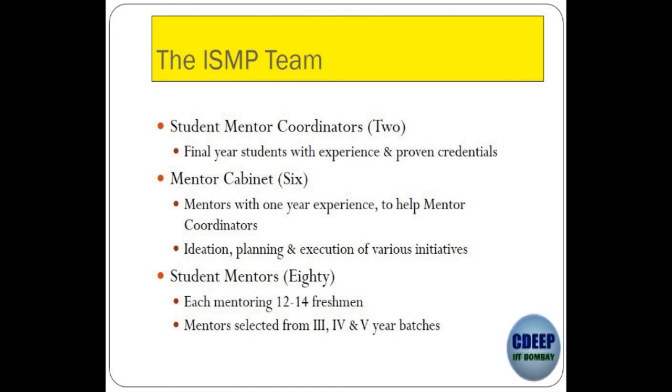They are ably supported by a cabinet consisting of 6 senior mentors, who help them with the planning and execution of activities in the program, and they are ably supported by 80 student mentors, each mentor mentoring 12 to 14 freshmen, new entrants into the undergraduate program. These mentors are selected from the 3rd year, 4th year and 5th year respectively. So this is the team of students who are mentoring the undergraduate students.